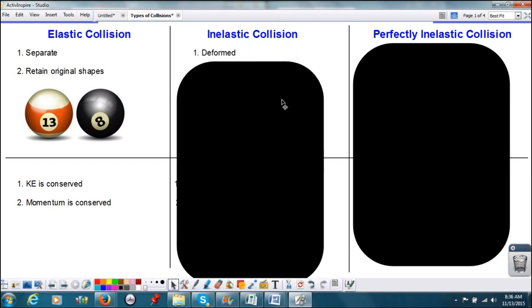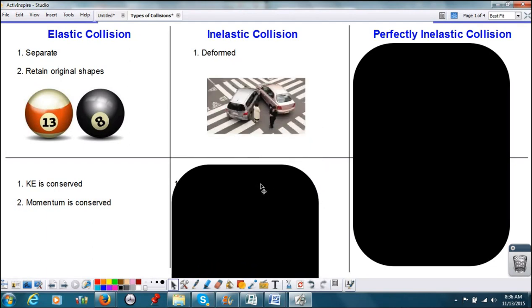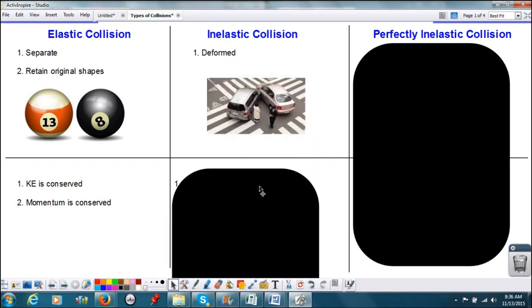The second type of collision is an inelastic collision. In an inelastic collision, the objects are deformed afterwards, so they do not look the same after as they did before. An example would be a car accident, where the cars end up dented. Another example would be if you drop some dishes and it breaks. If the dish breaks when it hits the ground, it's deformed now. It does not look the same as it did beforehand. That would be inelastic collisions.